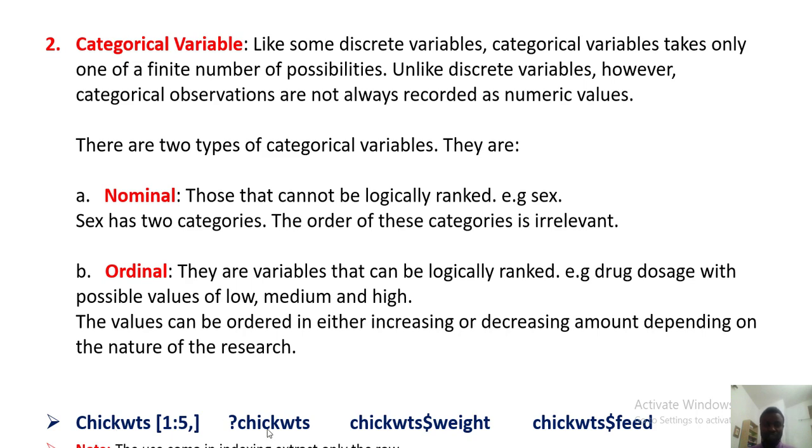When you run the next line of code, it's going to give you information about the check WTS dataset that we have available in R. When you do what we have on this line, check WTS $weight, these are things you should have understood by now following the previous videos I made on how to access a variable in a data frame. So when you put the $, you are interested in seeing information about the weight variable alone. The same thing is applicable to what we have for the feed.